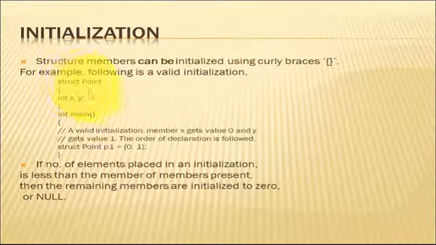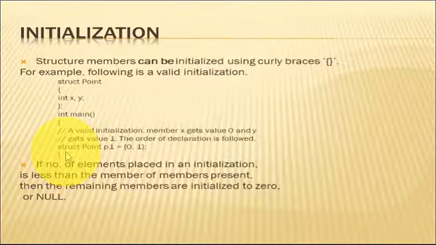So here you can see that the structure members can be initialized using curly braces. In this example, struct point, we have two data members, x and y, and the data type is integer. After closing the curly braces, we have to use a semicolon. This is the part of the structure declaration. Inside the main program, I declare the structure variable p1, and its data type is struct point.